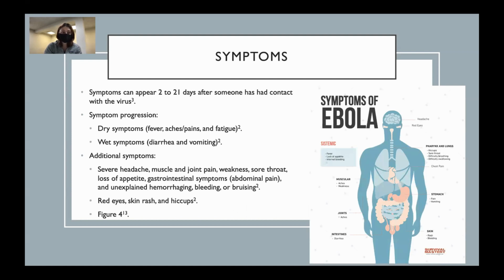Many symptoms come along with getting the Ebola virus. As you can see in the image to the right, your entire body can be infected when you have Ebola. Symptoms can appear 2 to 21 days after someone has had contact with the virus. The symptoms also progress in a certain way. First, someone will have dry symptoms like fever, aches and pains, and fatigue. Then they will experience wet symptoms like diarrhea and vomiting. Some other symptoms they can experience are severe headache, muscle and joint pain, weakness, sore throat, loss of appetite, gastrointestinal symptoms like abdominal pain, and unexplained hemorrhaging, bleeding, or bruising. A patient may also have hiccups, a skin rash, and red eyes.